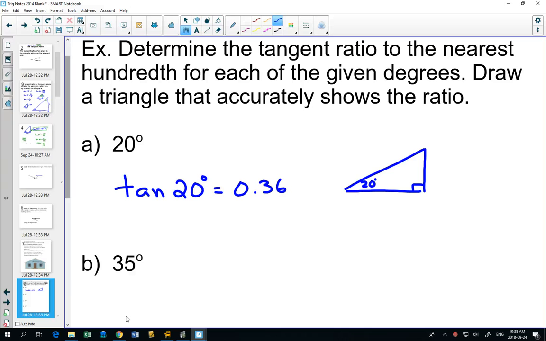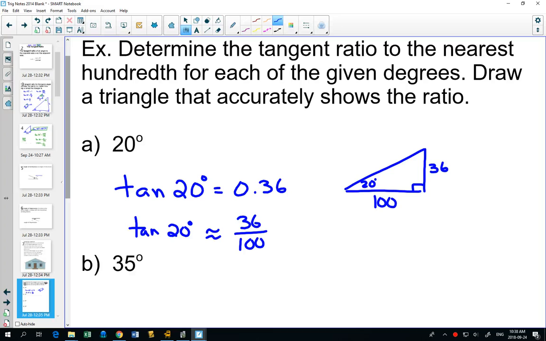The easiest way to do that is to see, how would I write 0.36 as a fraction? 36 over 100, right? Because we're dealing with hundredths. We could say that tan of 20 degrees, and this is rounded, so I'll use approximation signs here, is approximately 36 over 100. So one possible triangle you could draw for 20 degrees has an opposite side of 36 and an adjacent side of 100.